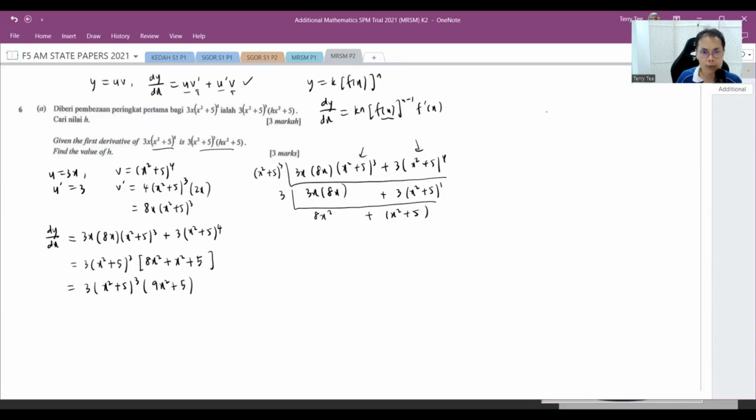Okay, what are we supposed to find? Actually, we're supposed to find the value of h. So you can see, actually, this question in a way already guided you. They already say that the derivative is this. There's a 3 outside and (x squared plus 5) power 3 outside. So that makes it a lot easier. You know what common factor to take out, right? And we just have to identify what's your h. In this case, your h is 9.